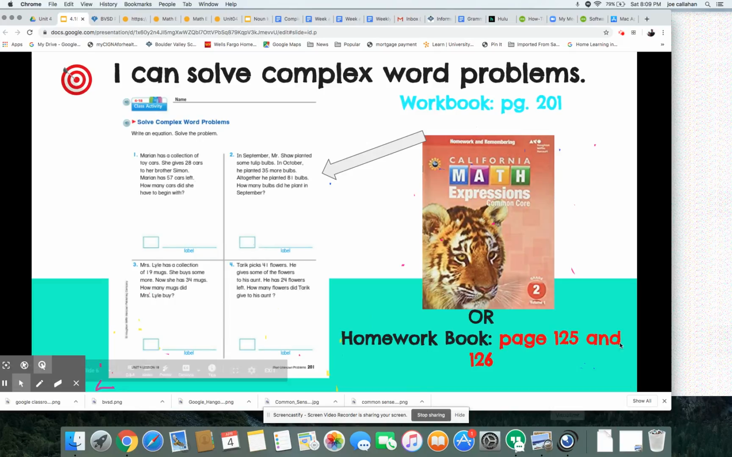Or you can do these homework book pages. So you do not have to do both. If you need or want practice in both, you may do both, but you choose what works for you. You can either do these 4 equations here from our workbook, or you can do these 2 pages from your homework book that you have at home. If you're up for a challenge, look for a challenge on our website or in our Google Classroom.